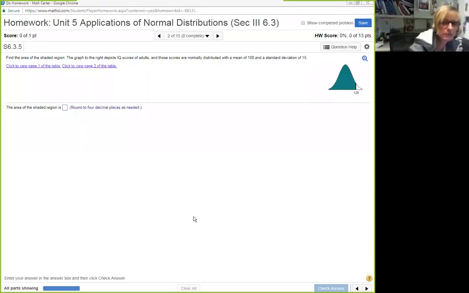So if you look at this problem here, you need to change 125 into a z value first before you can use the table. So we're going to do 125 minus 100 all divided by 15. So that gives us 25 over 15, which is 1.67. And I'm going to stop sharing. And let me switch to this version.